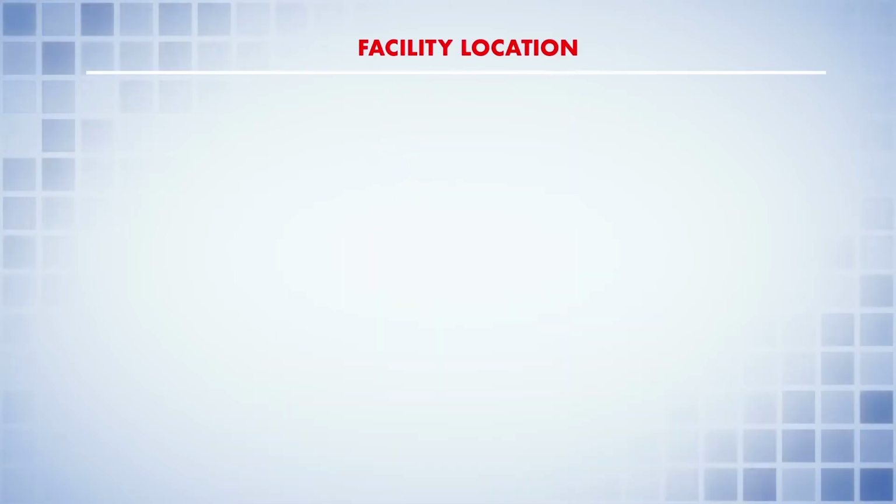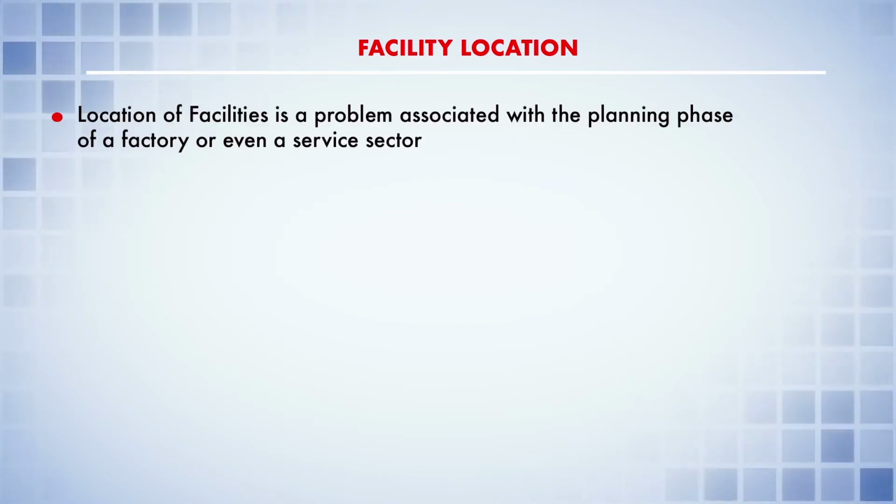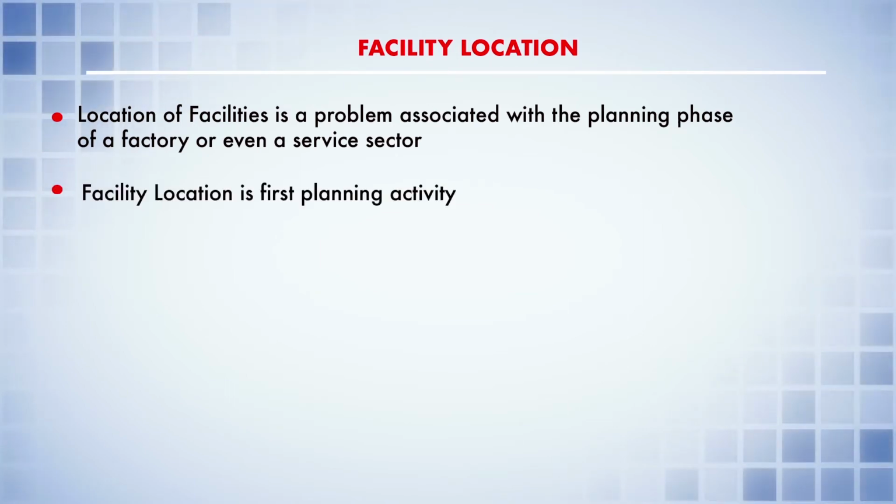Now, facility planning includes two parts: facility or plant location, and second, facility layout. In today's session, we will cover facility location. Location of a facility is a problem associated with the planning phase, whether it is a manufacturing organization or a service organization. You can also say that facility location is the first planning activity.